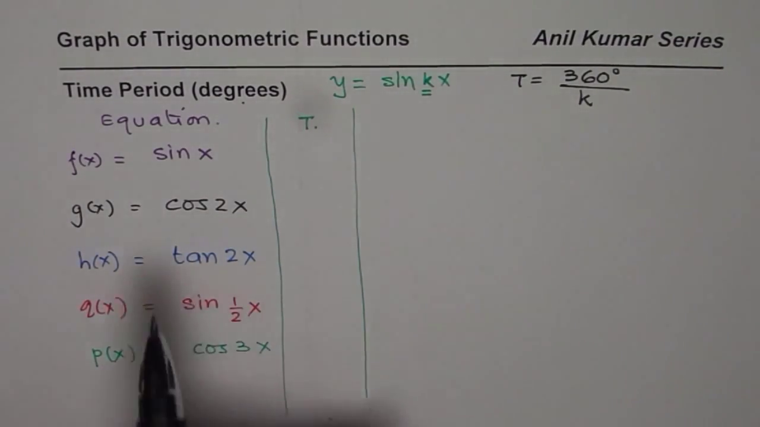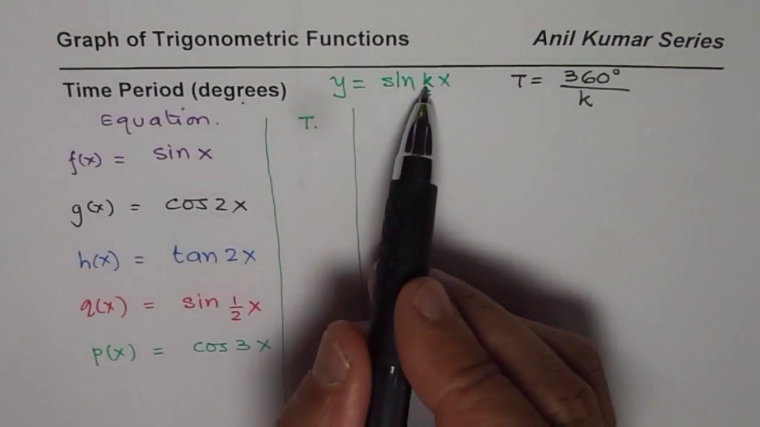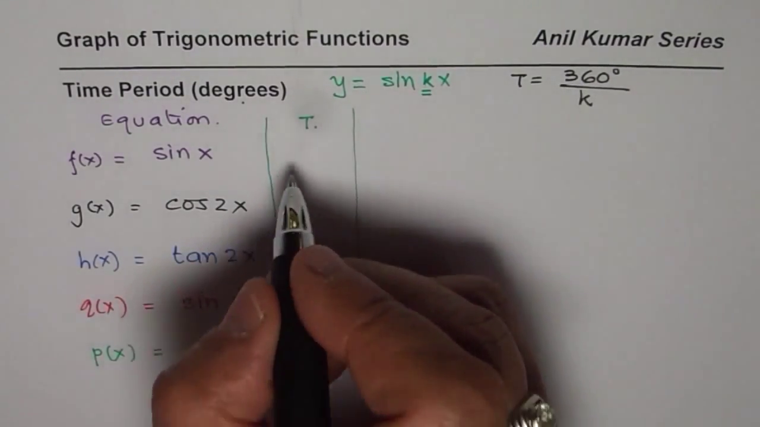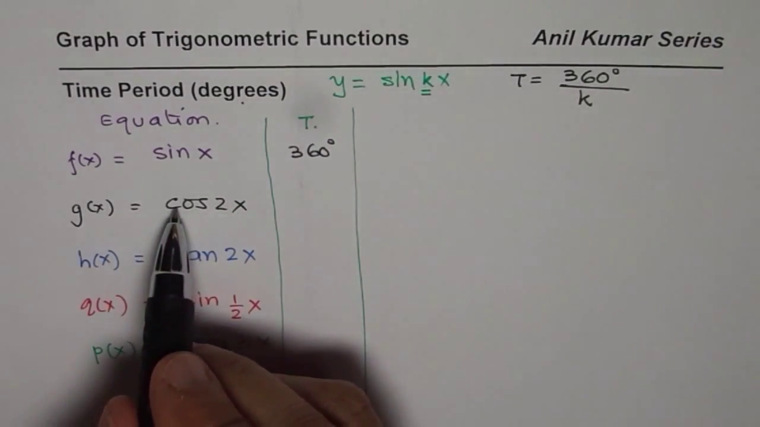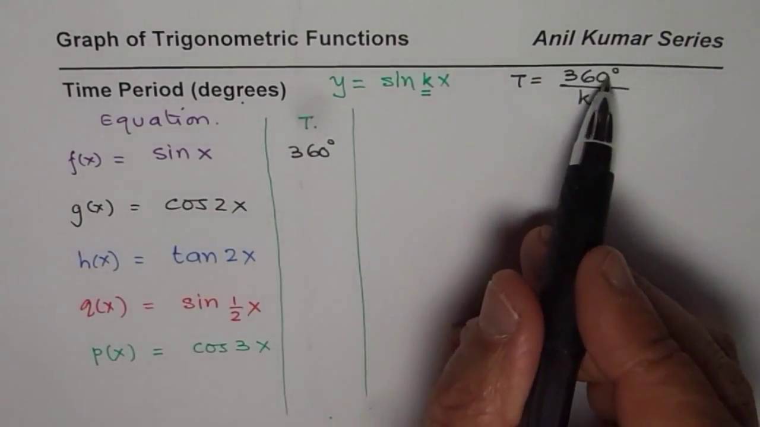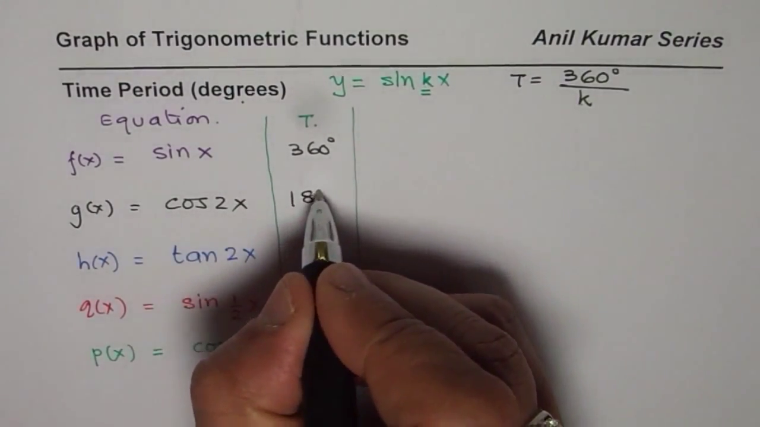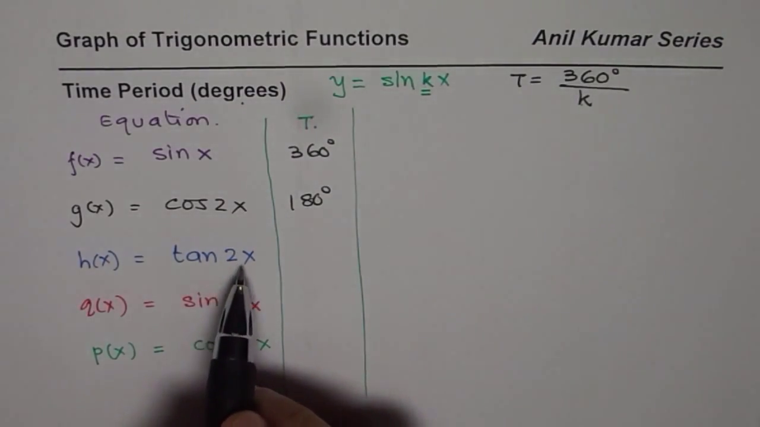So for the first one, sine of x, by default k is 1. So 360 divided by 1 is 360 degrees, right? So that is 360 degrees. Now cos of 2x, k is 2. When you divide 360 by 2, you get 180 degrees. Tan of 2x, that is kind of critical.